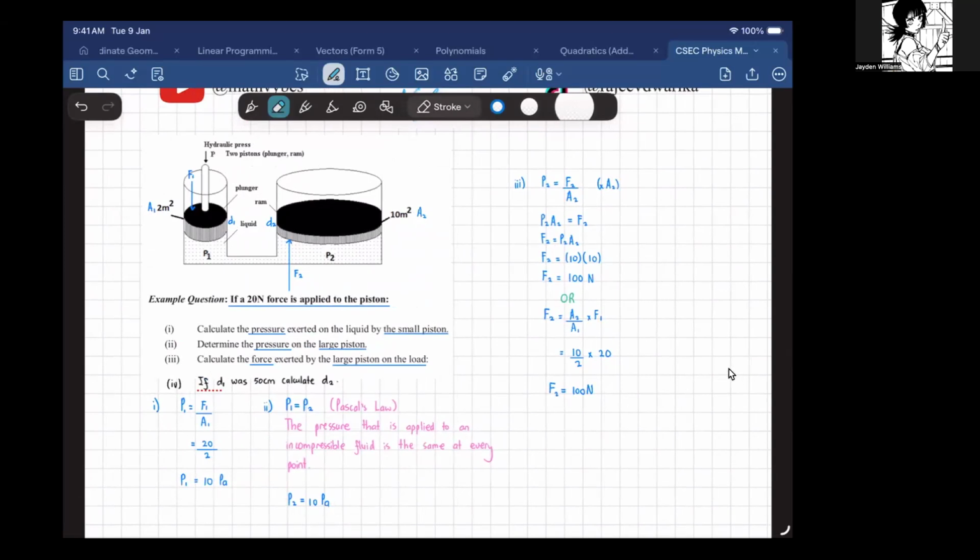So F1 would be the 20 newtons. Correct? Okay. All right, you're cooking with gas. Then 50, and all of that F2, which was 100.